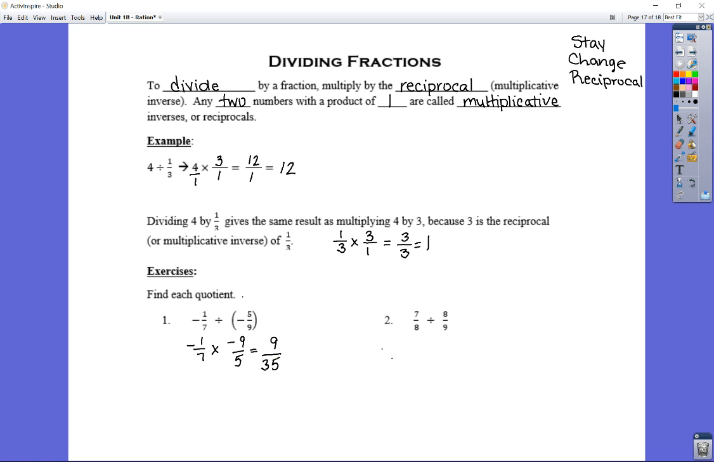Exercise number 2, we have 7/8 divided by 8/9. We can stay, change, reciprocal. 7 times 9 is 63, and 8 times 8 is 64.